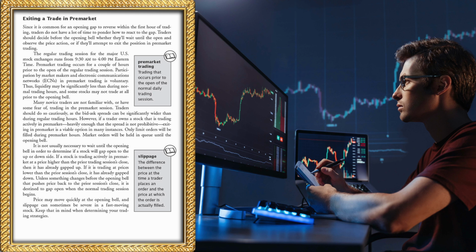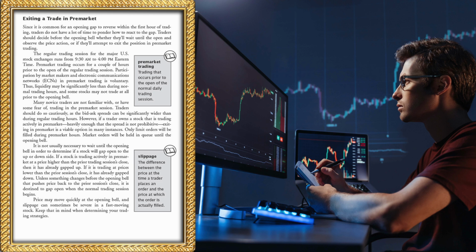Pre-market trading occurs for a couple of hours prior to the open of the regular trading session. Participation by market makers and electronic communications networks, ECNs, in pre-market trading is voluntary. Thus, liquidity may be significantly less than during normal trading hours, and some stocks may not trade at all prior to the opening bell. Many novice traders are not familiar with, or have some fear of, trading in the pre-market session. Traders should do so cautiously, as the bid-ask spreads can be significantly wider than during regular trading hours.